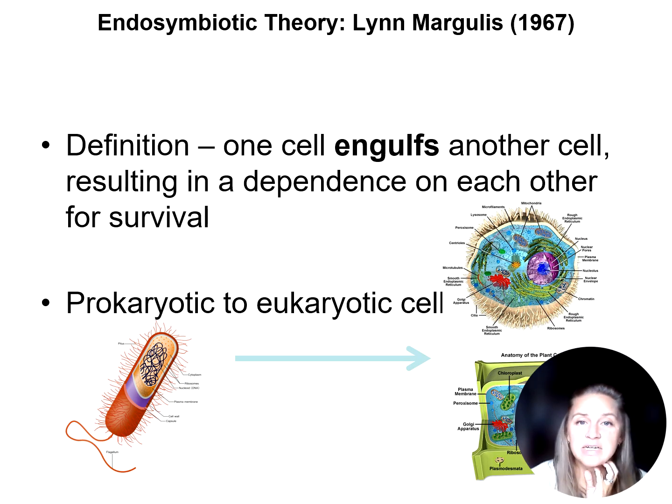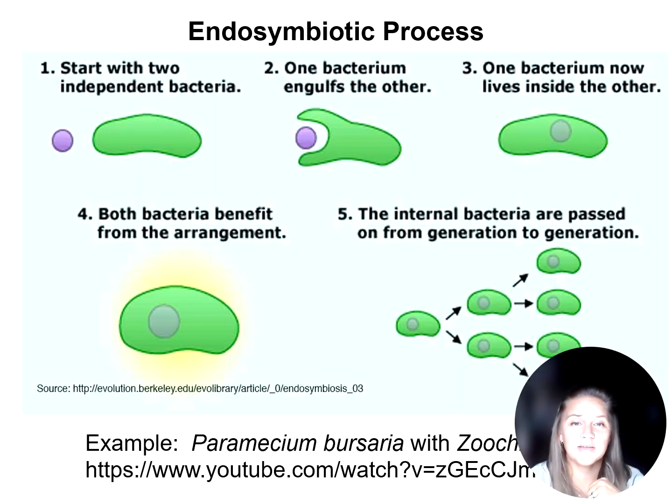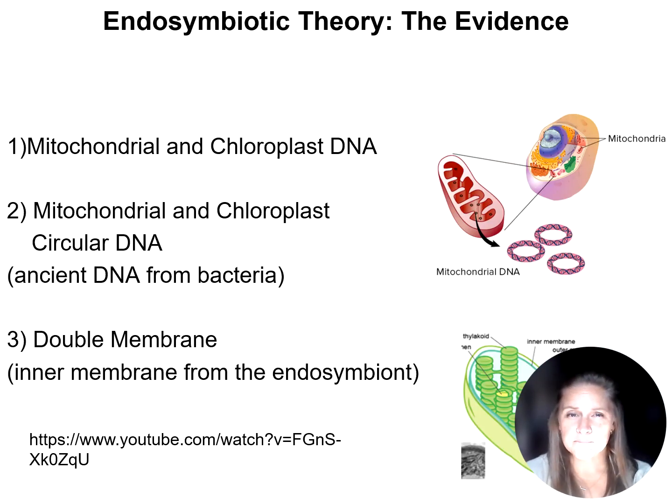One of the theories about how cells became more compartmentalized is the endosymbiotic theory, where one cell engulfs another, and then this results in dependence on each other for survival. So this would be like between a prokaryotic cell and a eukaryotic cell. Again, we'll talk about this a little bit more later, but this is showing that endosymbiotic process where one cell engulfs another, and then that is just passed on for generations.